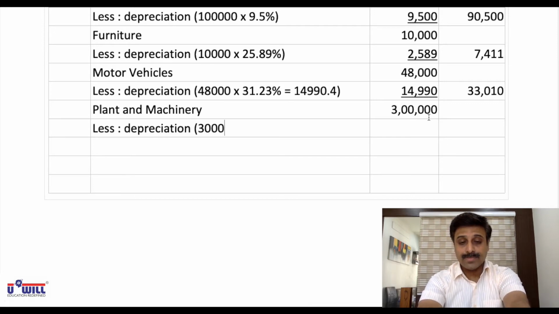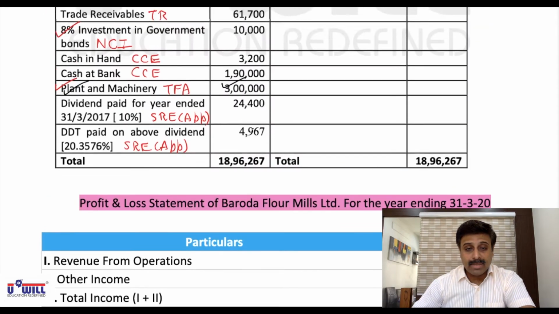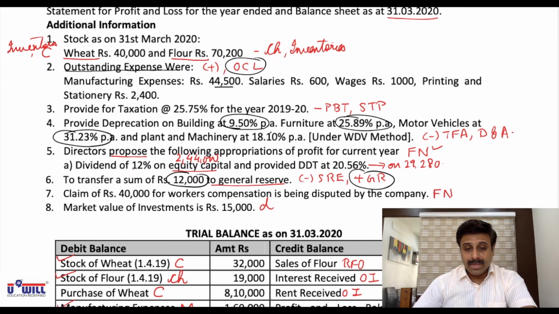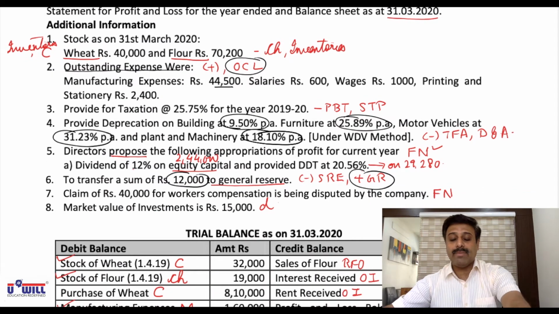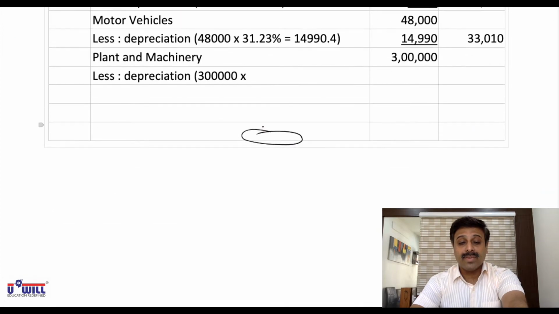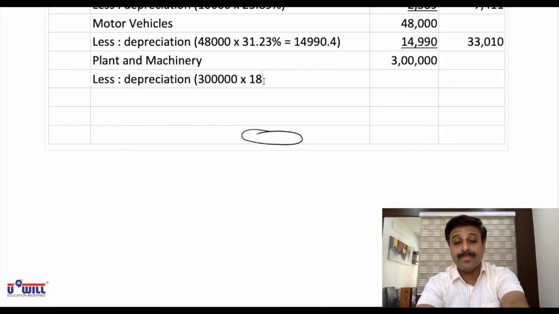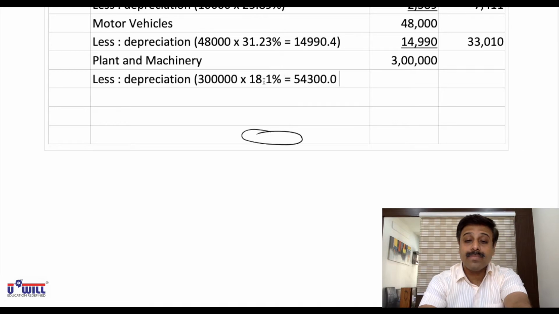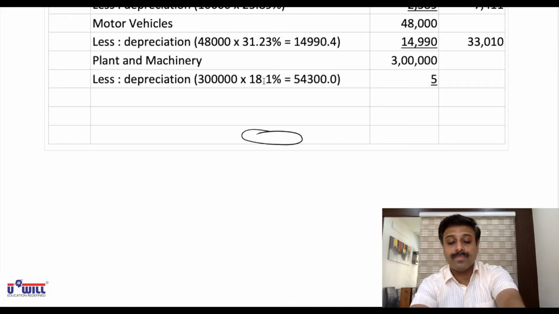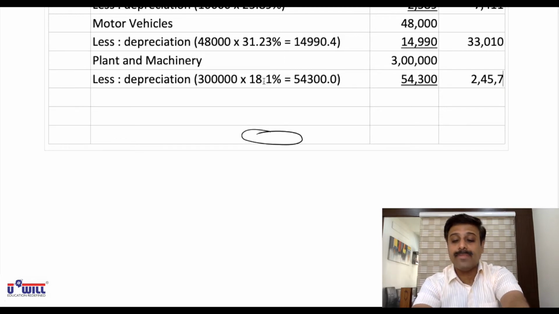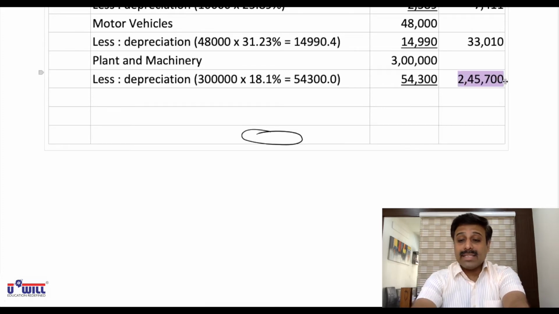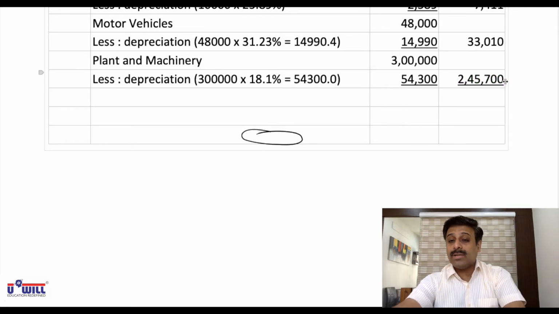3 lakhs into, now what is the rate of depreciation on plant and machinery? 18.1%. So into 18.1%, 54,300. Now 3 lakhs minus 54,300, 2,45,700. All the tangible fixed assets have been recorded. Now we can do the total.